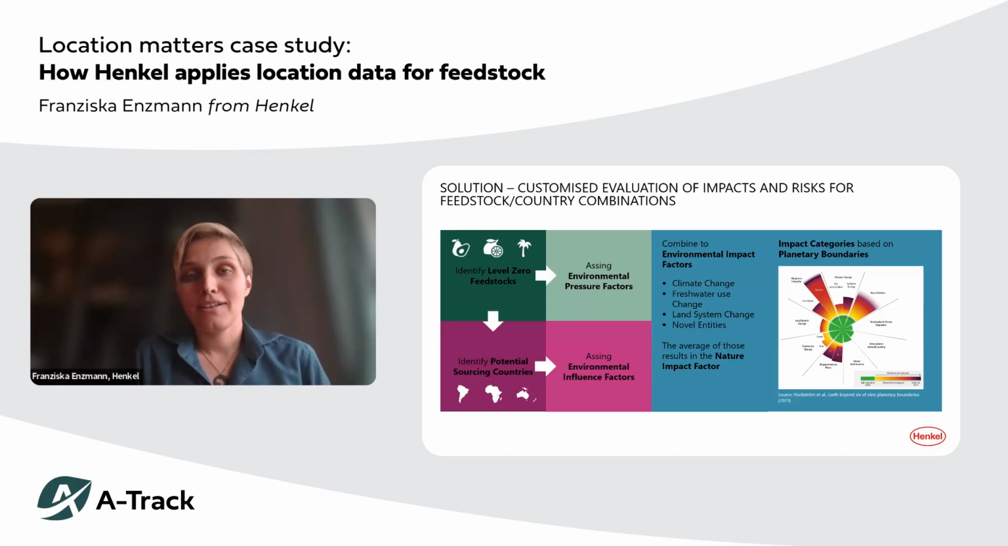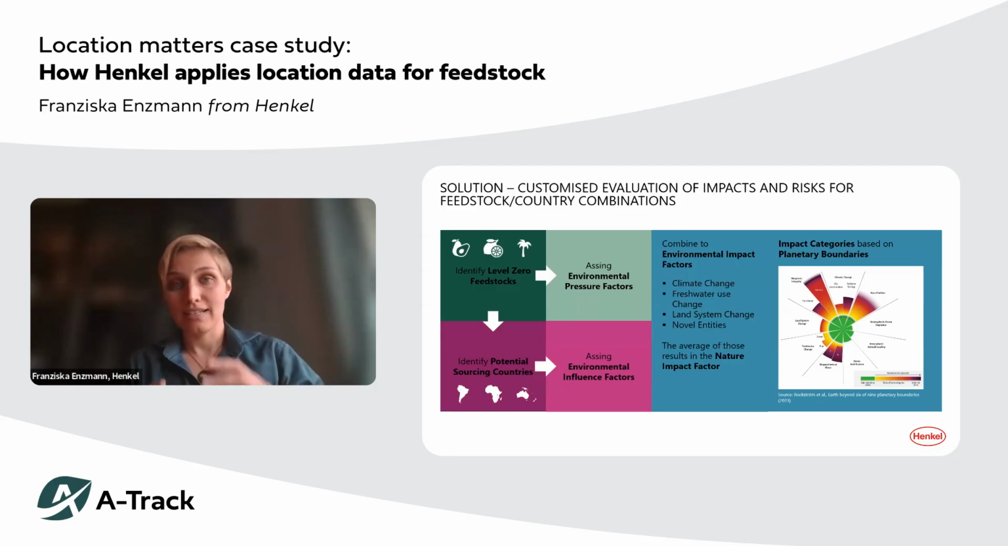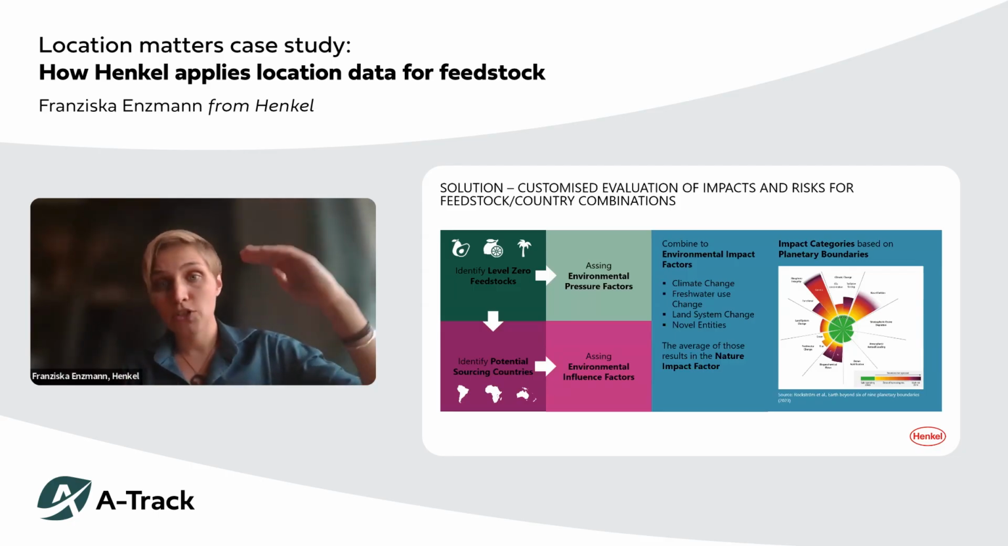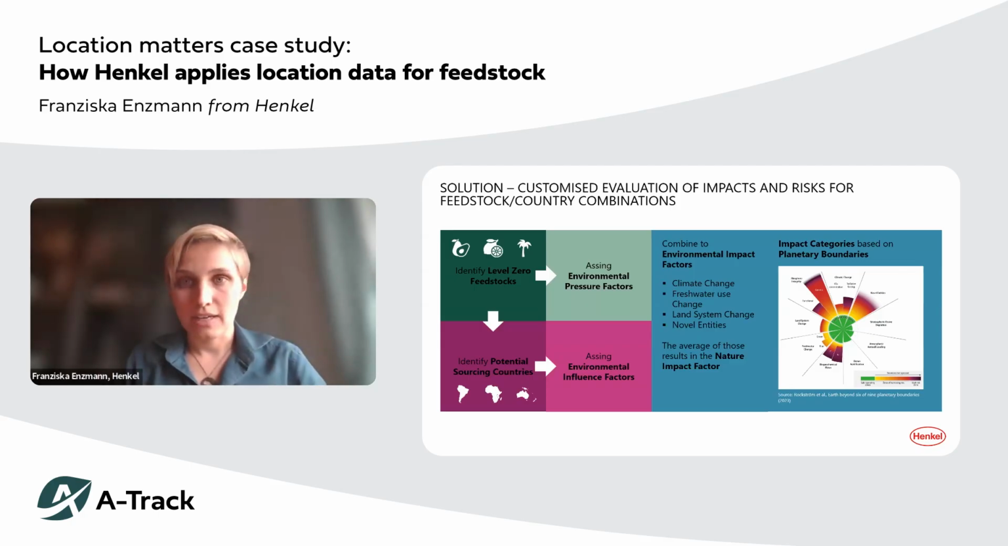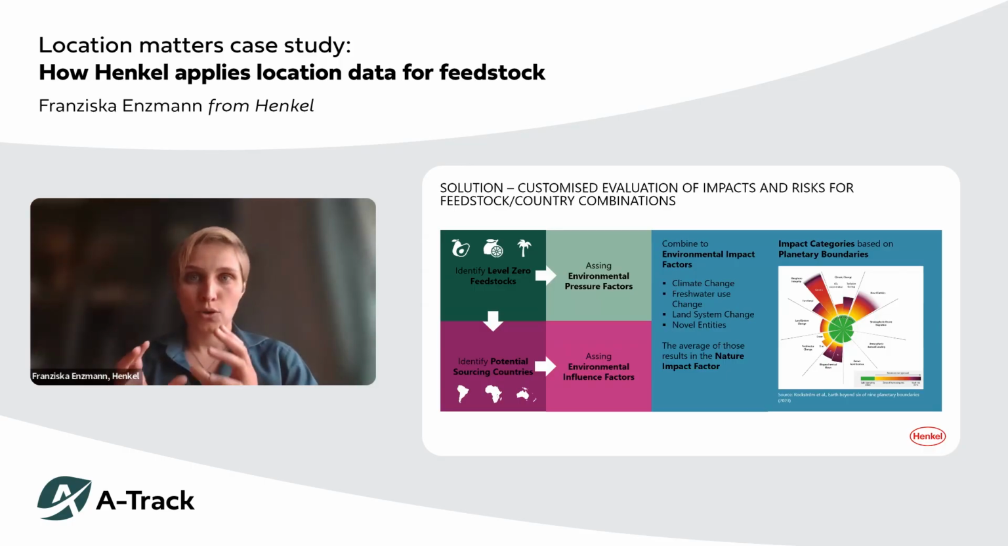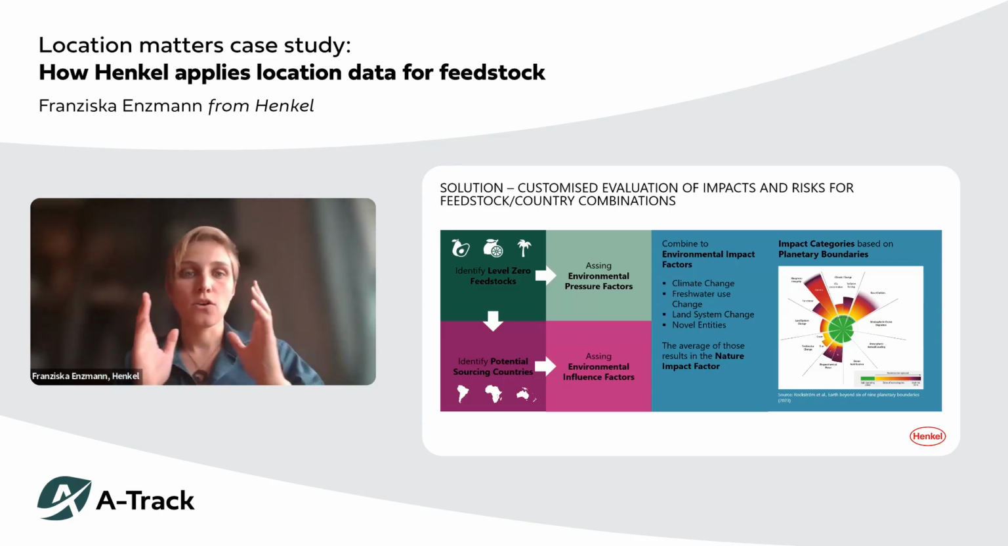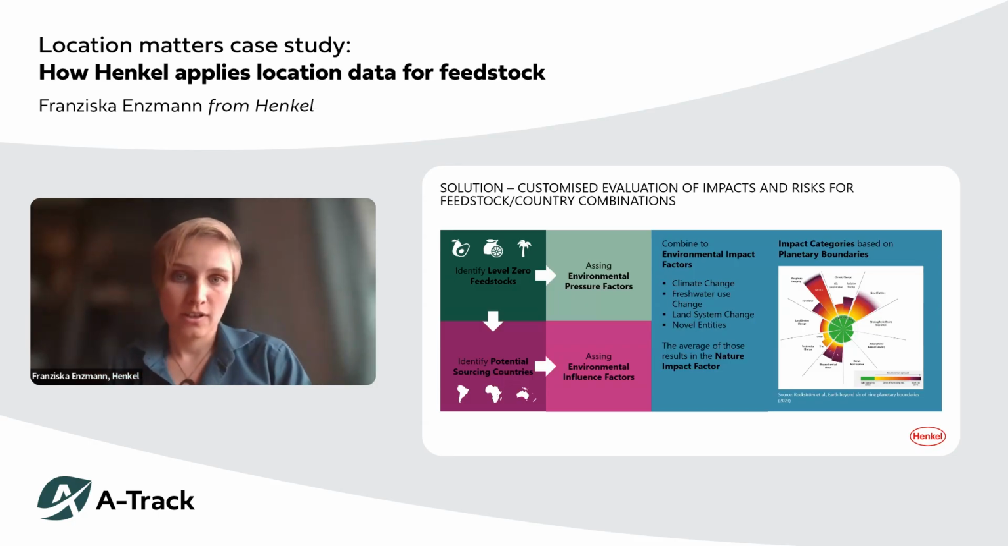And to do a bit more mathematics around it, we also calculated an average of those 4 environmental impact factors. We're still with climate change, freshwater use change, land system change, and novel entities. And the average of those is then called the nature impact factor, which is the one single value to compare level 0 feedstock sourcing country combinations.